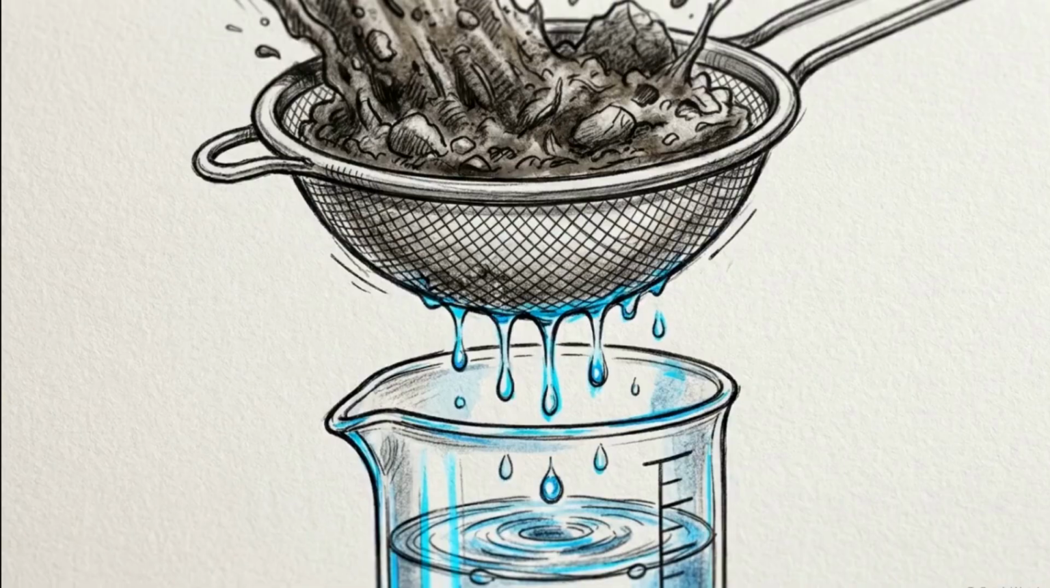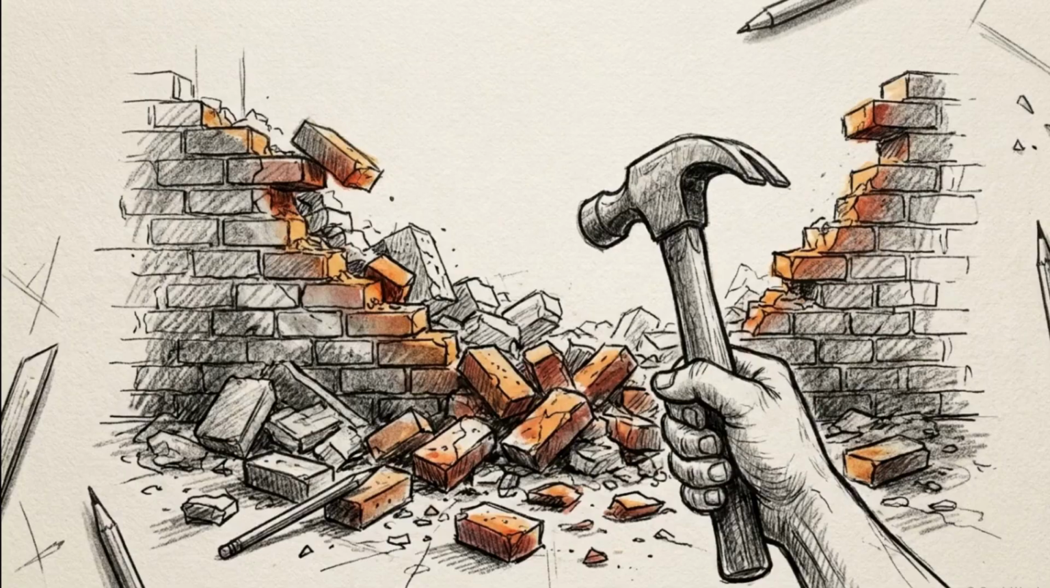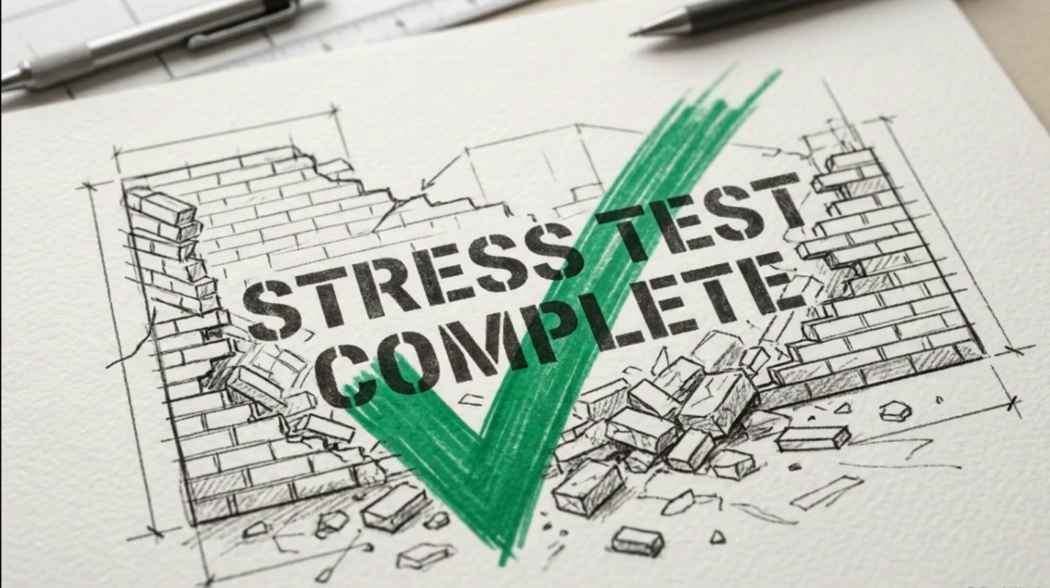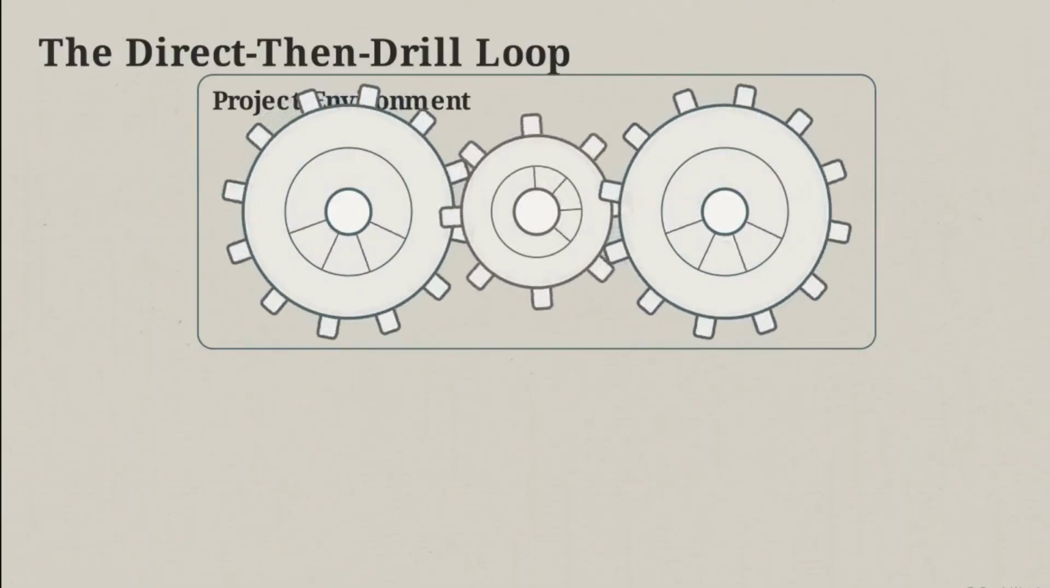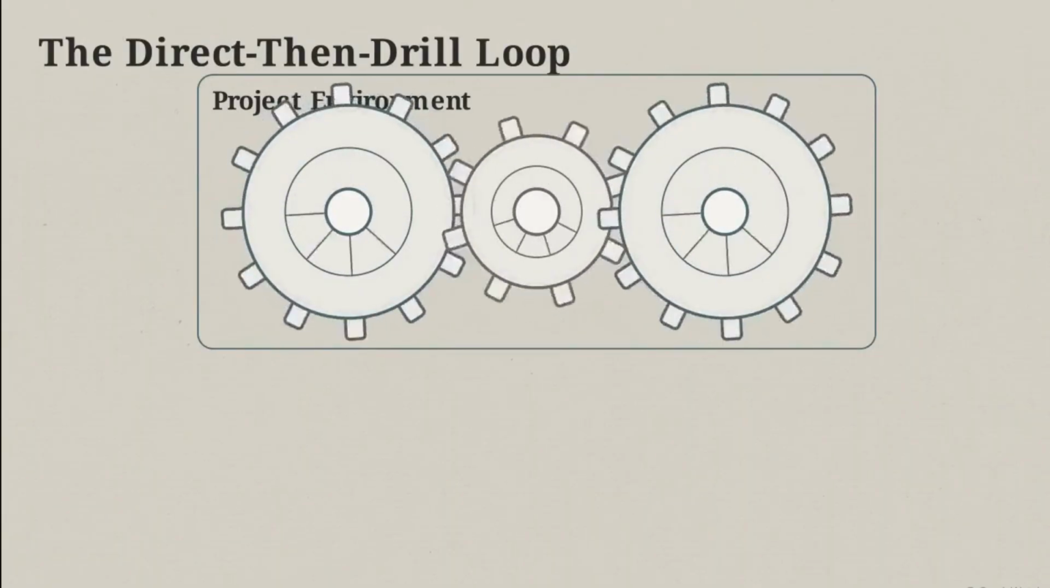A tangible project acts as a ruthless filter. It forces you to acquire only the most useful, practical aspects of the skill. Starting with a project immediately guarantees that you will hit a wall quickly. This early failure is a feature of the system, not a bug. This schematic represents your main project, and it introduces our final framework, the direct-then-drill loop.